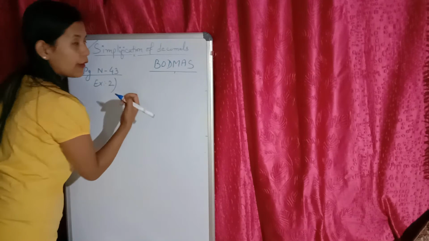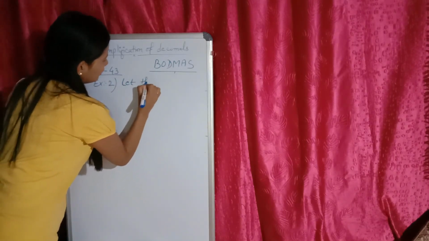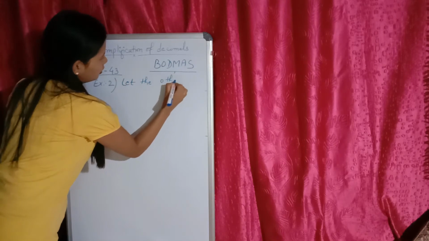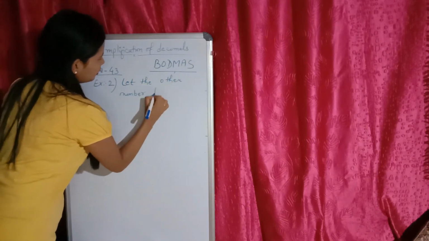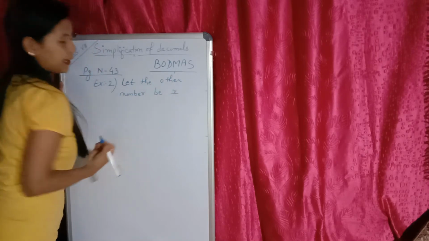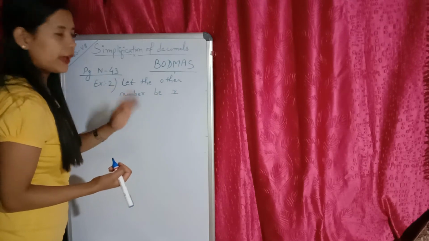Okay, so here we have to find the other number. So let us assume, let the other number be x. Okay, whatever is to be found out, we are assuming it to be x.